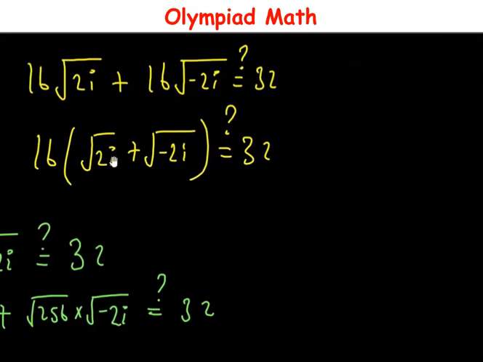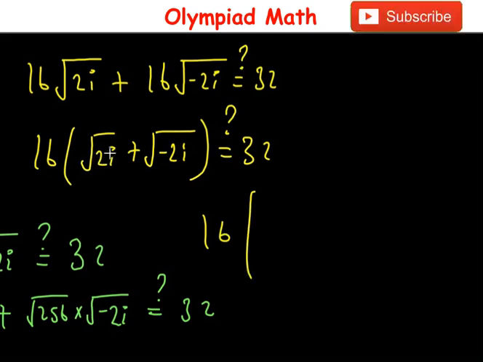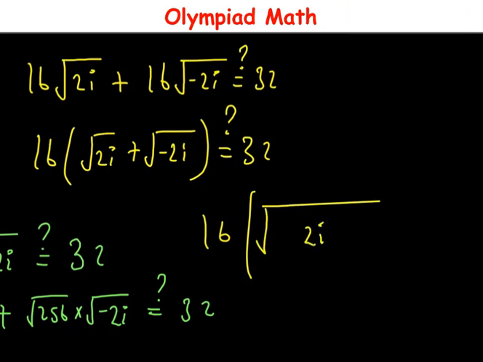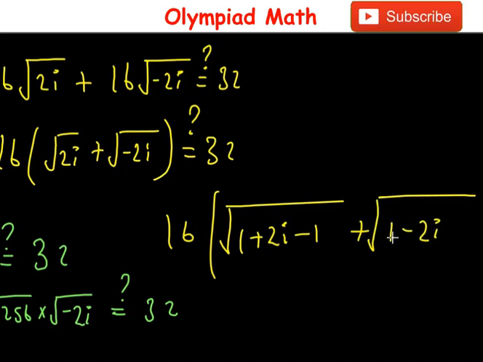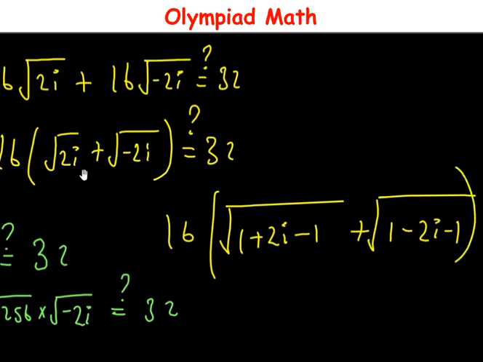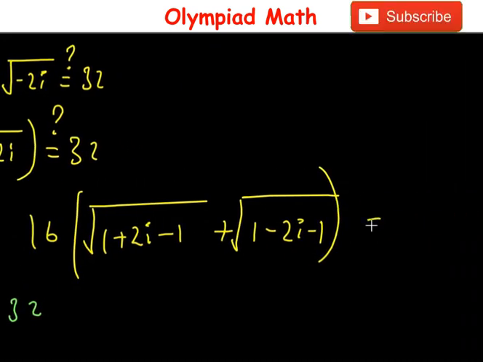So from here, we can express this as 16 into bracket. Root 2i can be written as square root of 2i, then add 1 and subtract 1 from this. Then plus also root minus 2i can be written as square root of minus 2i, then add 1 and subtract 1 from this. And with this equal 32, so equals 32, question mark.